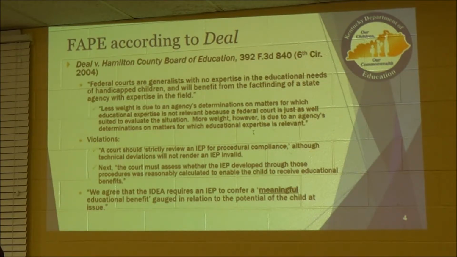So the Deal court said the court should strictly review an IEP for procedural compliance. Again, that's what the Rowley court said as well. We're going to check the first prong as procedural compliance. Although technical deviations will not render the IEP invalid. So small technical deviations, the court said, we're not going to worry about that. Next, the court must assess whether the IEP developed through those procedures was reasonably calculated to enable the child to receive educational benefit. That's very similar language to the Rowley decision from the United States Supreme Court.